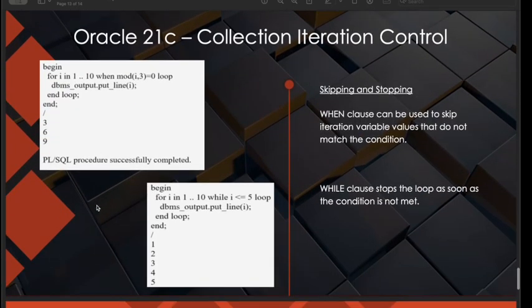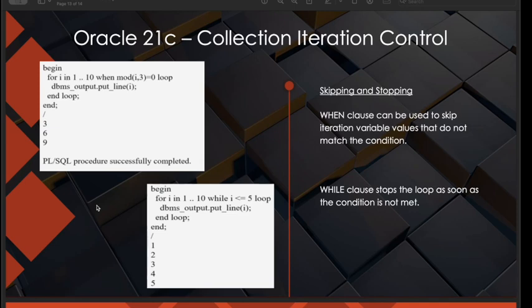Skipping and stopping. The when clause can be used to skip iteration variable values that do not match the condition. In the following example, we use the range 1 to 10, but only accept values that are divisible by 3. So you can check the values.